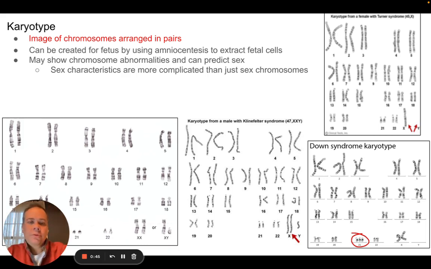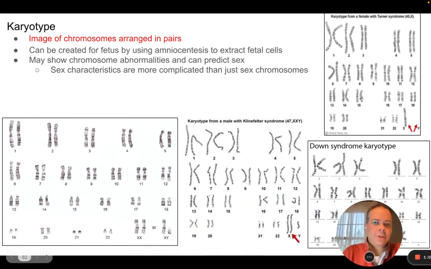Remember, the normal number of chromosomes in human body cells, including the fetus, is 46. So what they do is they take a picture of those chromosomes and then arrange them. We know that the chromosomes come in pairs, and so we can see them arranged here. So here's a karyotype. We can see these chromosomes are not replicated, but each one is a chromosome. They're arranged by size. The longest set of chromosomes is number 1. The shortest is number 22.